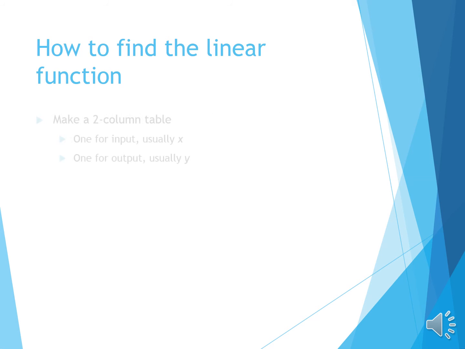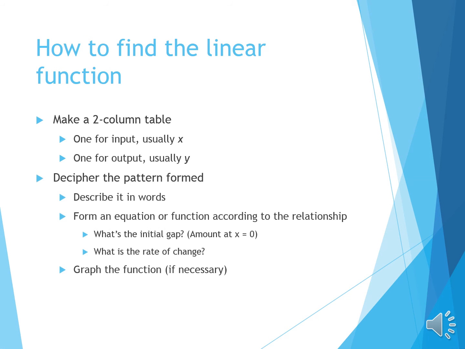So how do we find a linear function? First thing you should do is make a two-column table. One for x, one for y, or whatever your input and output will be. Decipher your pattern that's being formed. You should describe it in words. Form an equation or a function according to the relationship. You need to ask yourself those two questions: What is the initial gap, or the amount when x equals 0, and what is the rate of change? Then, graph your function if necessary.